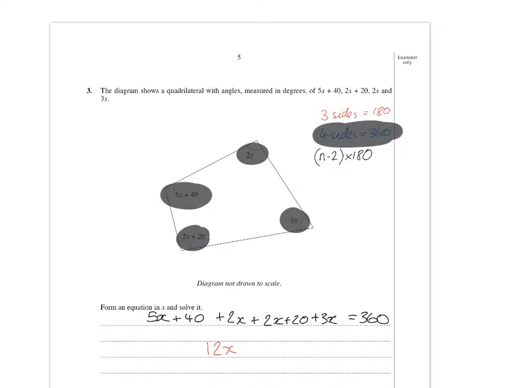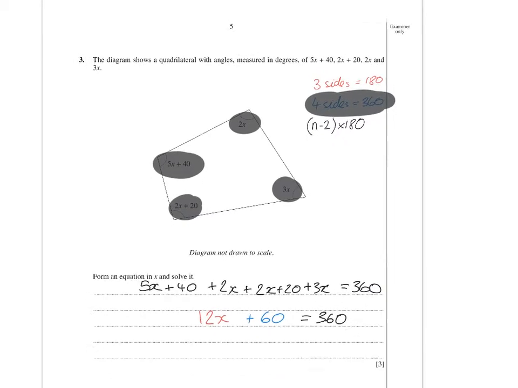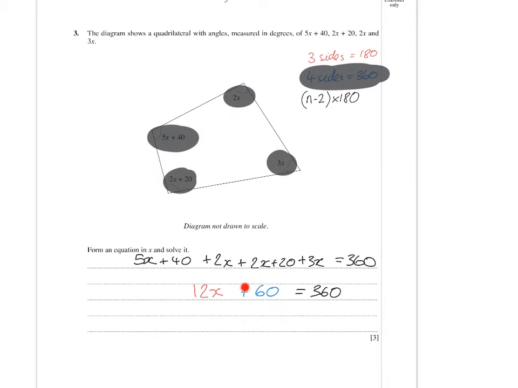The next thing I'm going to do is add the numbers together. So I've got a plus 40, a plus 20, and that's it. So it's just going to be plus 60 there. And then I'm going to put that equal to the 360, because that's still not changed. It's still true that that equals 360. So the next thing I'm going to do is take the plus 60 over to the other side, or I'm going to balance it by taking 60 off each side to get me 12x is equal to 360. Sorry, not 360, but 300.